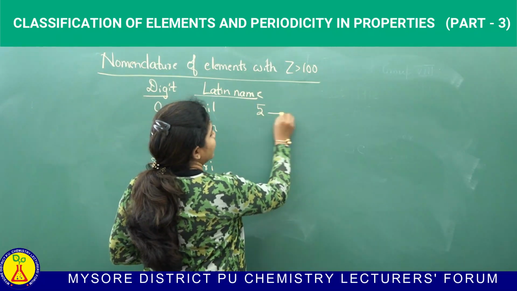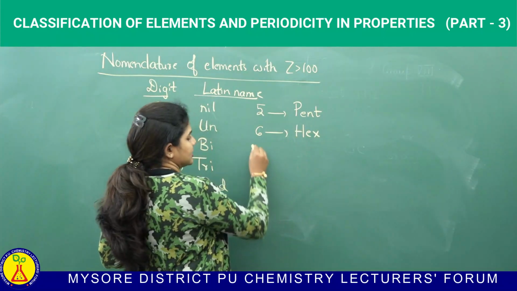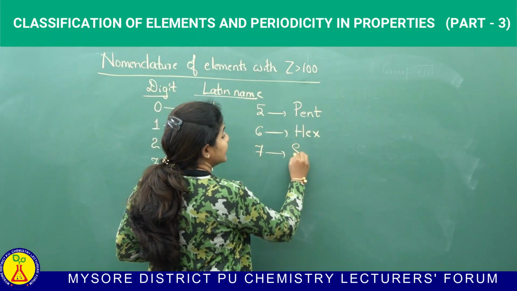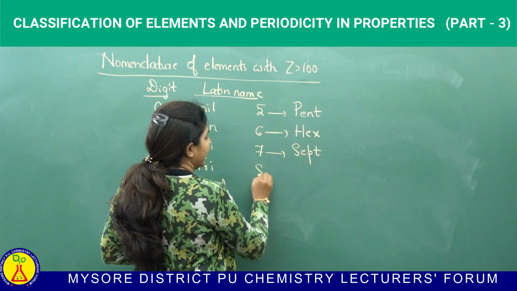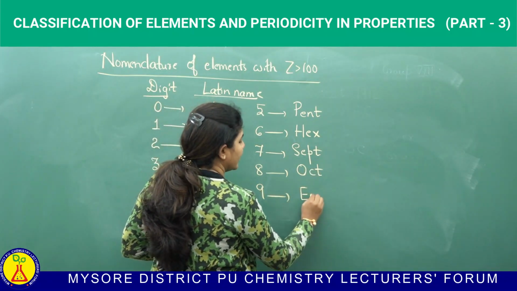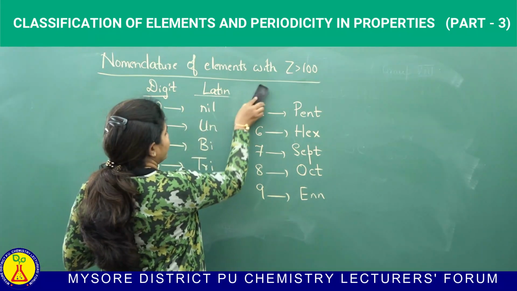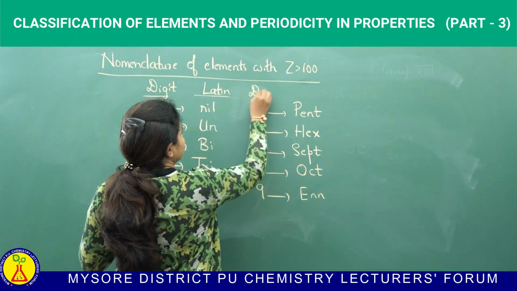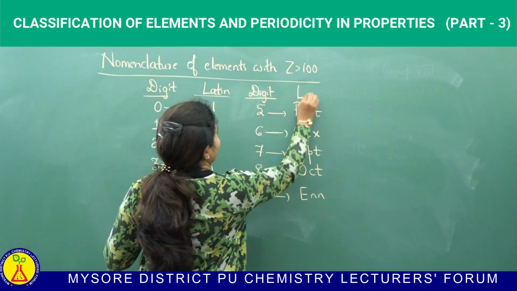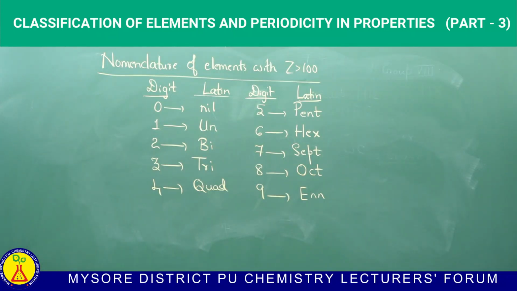5, we call it pent. 6, we call it hex. 7, we call it sept. 8, we call it oct. And 9, we call it enn. Please make a note of the digits and the Latin name. This is the digit and this is the Latin name. Please make a note of all these important digits.